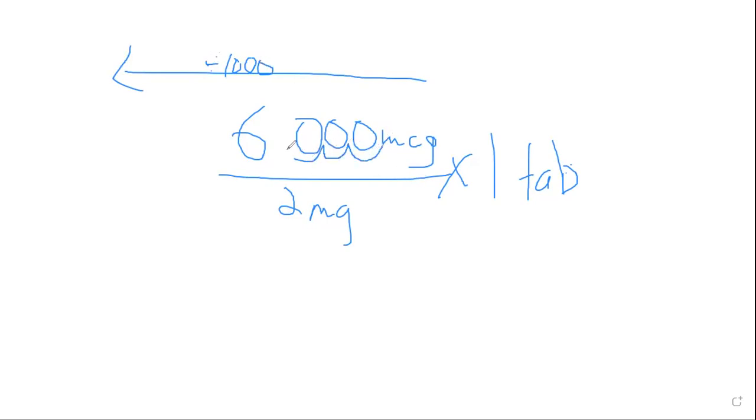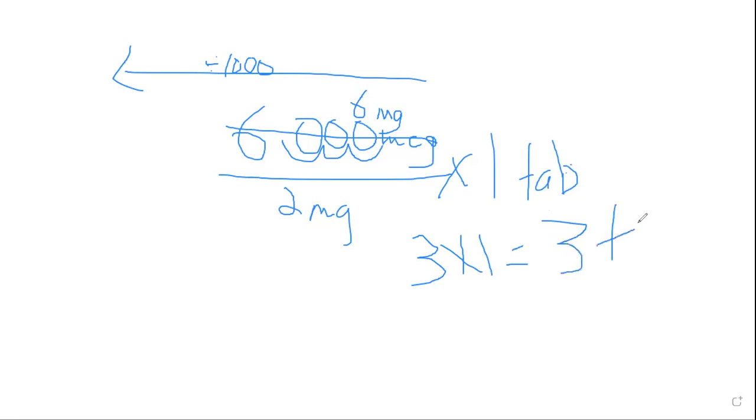1, 2, 3. Now, technically, that should make this 6 milligrams. Let's just do the math. So we have 6,000 divided by 1,000. I got 6. Okay, and 6 divided by 2 equals 3. So now I have 3 times 1 equals 3 tabs. Okay. So let's write that down: 3 tabs for the first one.